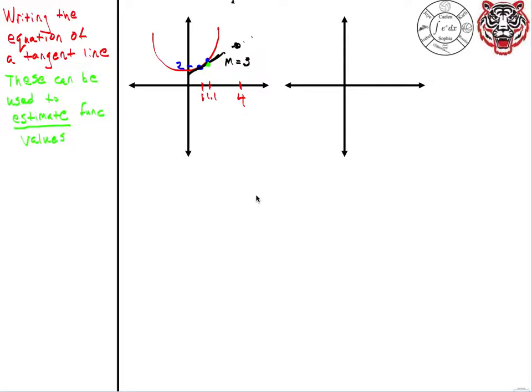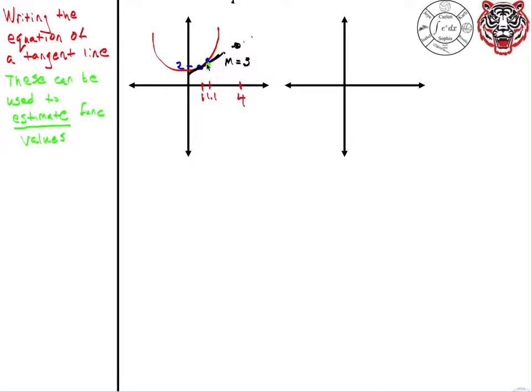All right, this is AP Calculus. We're still on the 4-1 notes. We left off yesterday talking about how to write the equation of a tangent line. And tangent lines are still used to estimate functions. They don't give you the exact values.